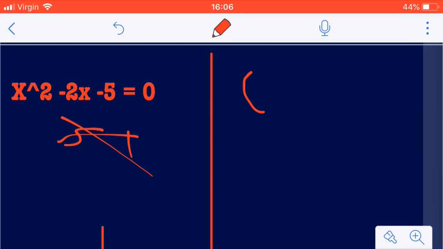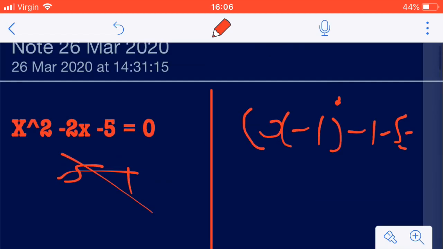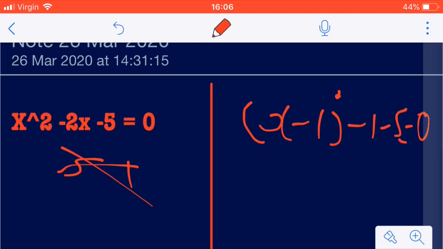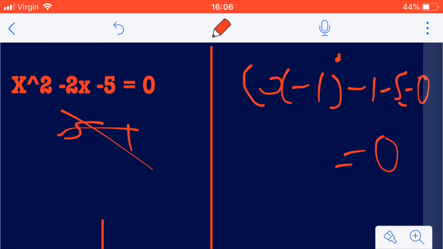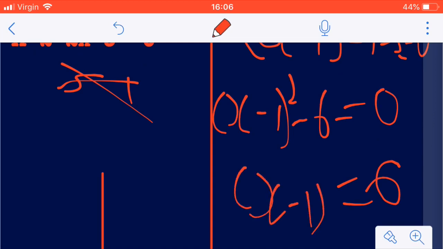So x squared minus 2x, we can get 2x and an x squared if we go x minus 1 squared. But that will also give us a 1 squared, which we need to subtract, so minus the 1, minus the 5, and that equals 0. So if we then go again, we've got x minus 1 squared minus 6 equals 0. And then if we add the 6, we get x minus 1 squared equals 6.